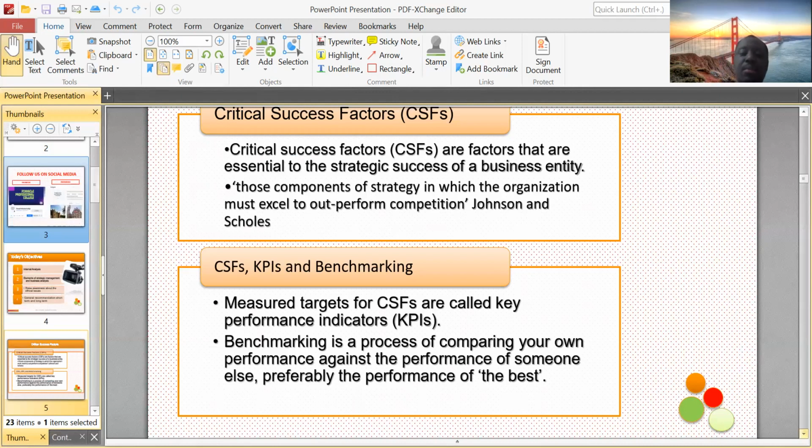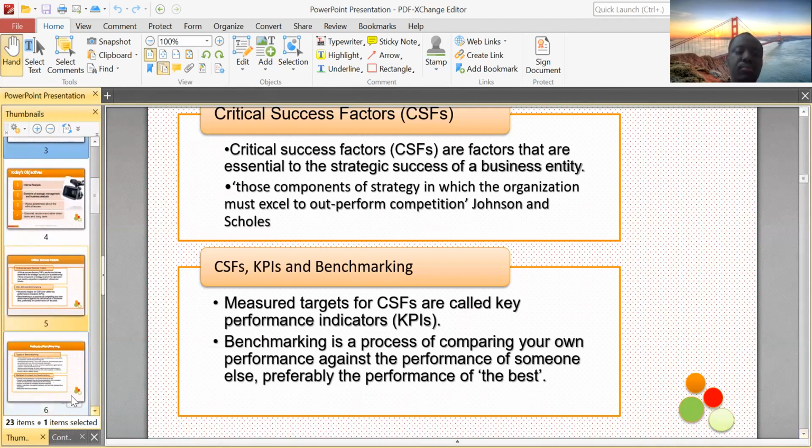Then what is benchmarking? Benchmarking is simply comparing your own performance against the performance of someone else who is a standard, or someone whose performance is the best in the industry. Very, very key.